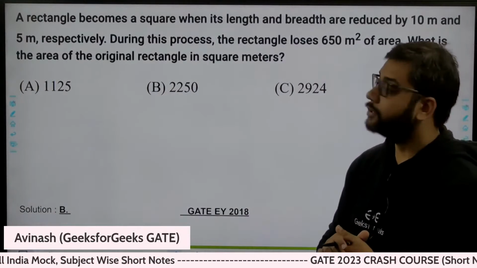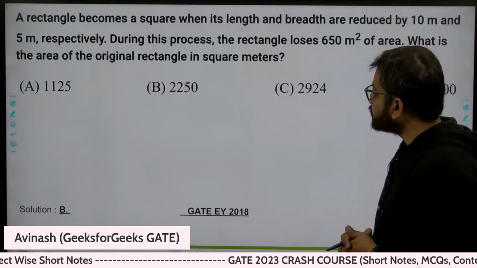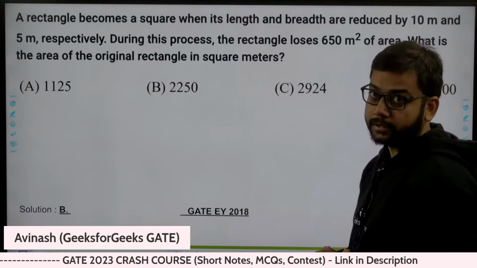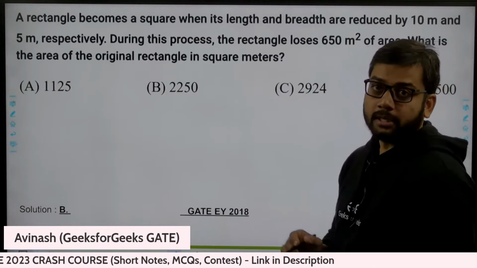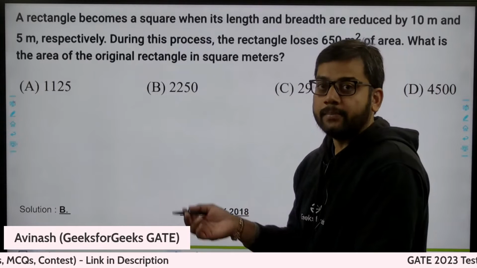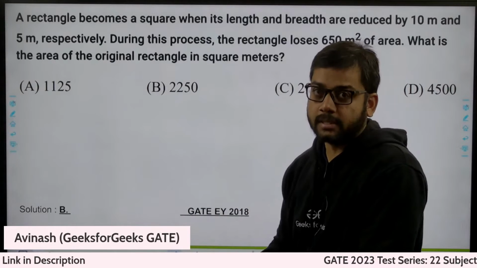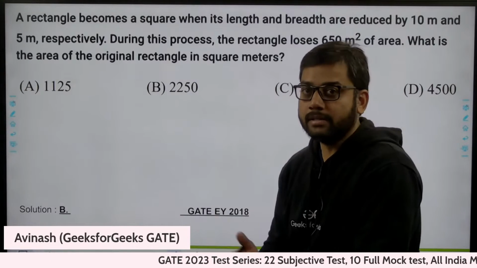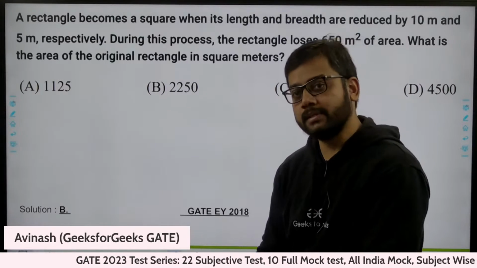X and Y. Okay, the rectangle becomes a square when its length and width are reduced by 10 meters and 5 meters. Now initially the rectangle is X and Y. If I'm reducing, so x minus 10 and y minus 5, it becomes a square, and as per the square all sides are equal. Okay, that is all you needed to apply.